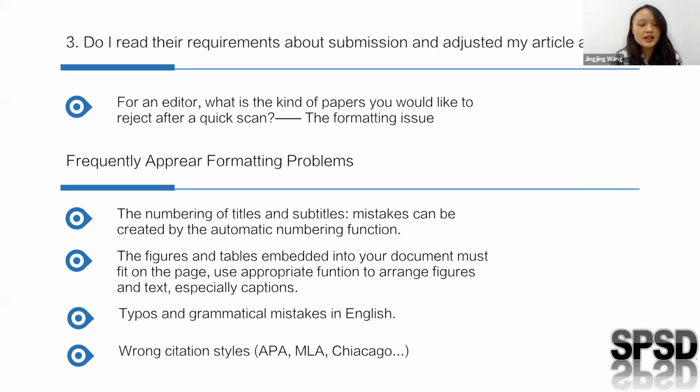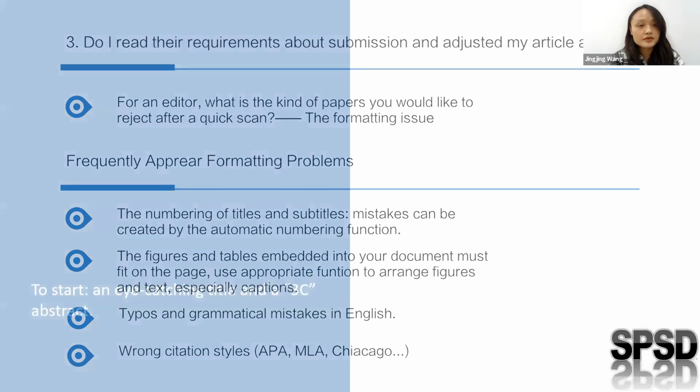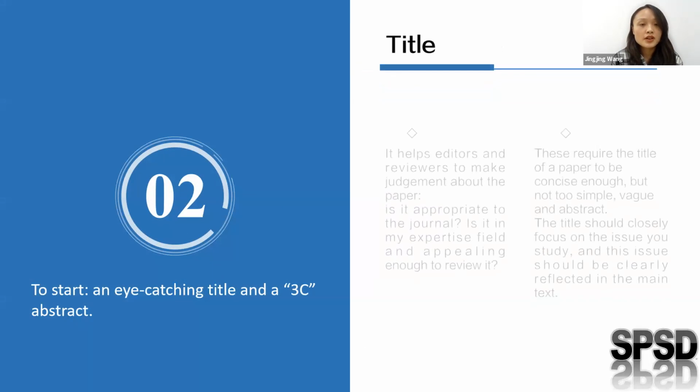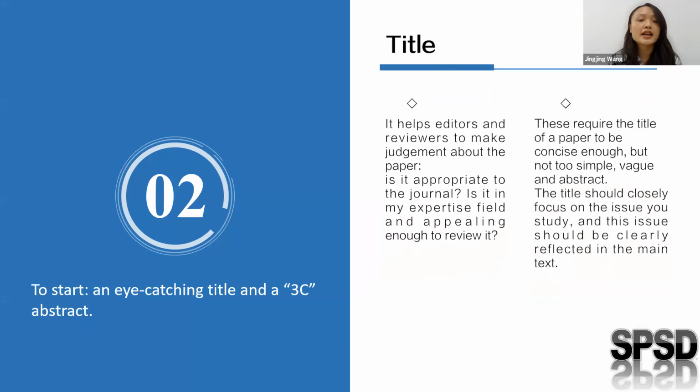Of course, there is a particularly important issue in the desk rejection process and review process. That is the structure of a paper. And this is the main context we are going to talk about: how to structure a research paper. Now we will have a further look at each part of a research paper in order. To start with, I will introduce an eye-catching title and a 3C abstract to introduce your paper.